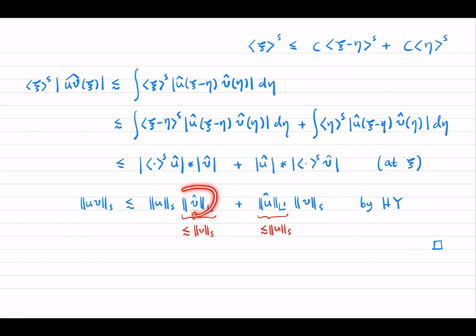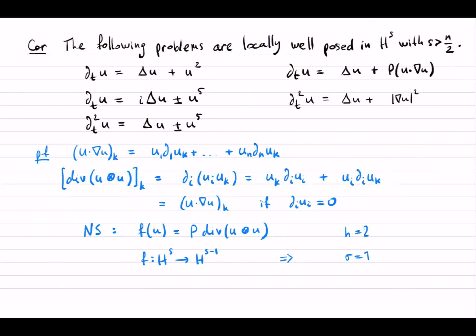And this L1 norm of the Fourier transforms are bounded by HS norms, as we just have seen. So that gives us our inequality. So by using this, we can immediately prove this corollary. The following problems are locally well posed in HS with S strictly bigger than n over 2.